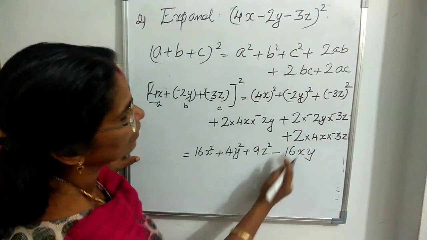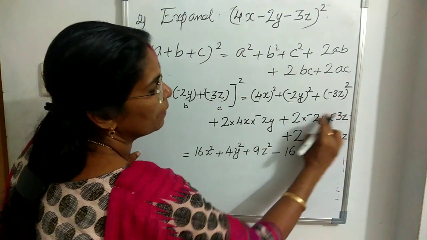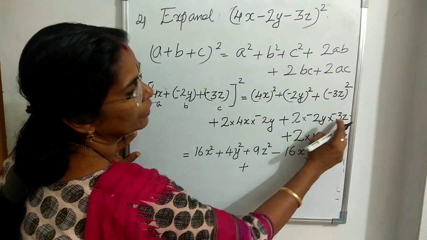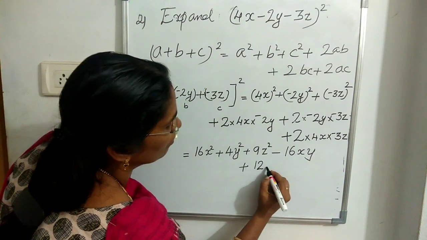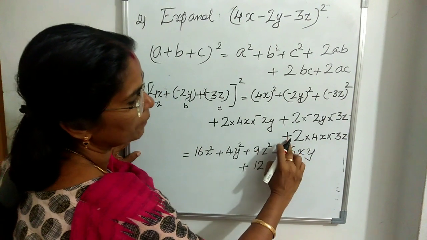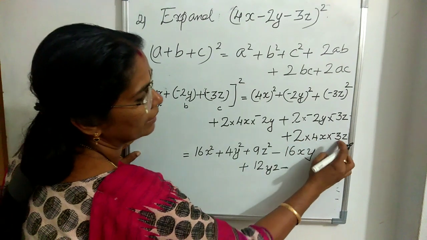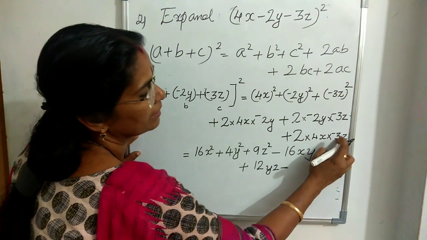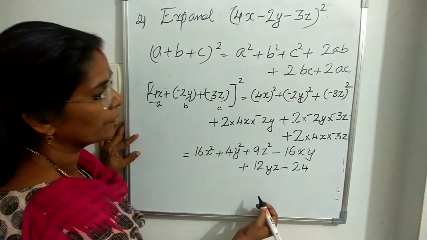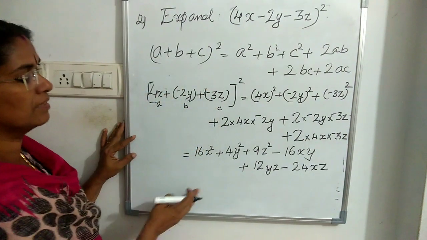Next term. Again, first check the sign. Plus minus into minus becomes positive. So we can write it as plus 2 into 2 is 4, 4 into 3 is 12. So 12yz. And next plus and minus is coming, so we are writing negative. 2, 4 and 3. 2 4s are 8, 8 3s are 24. X and Z is the variable, xz. So this is the answer.